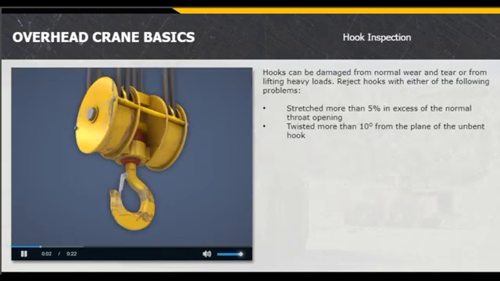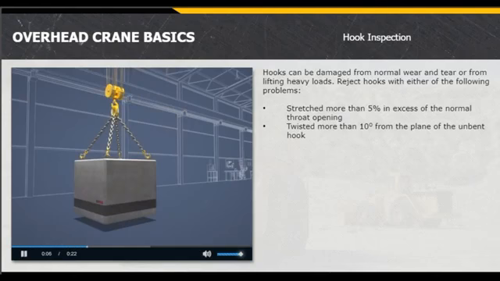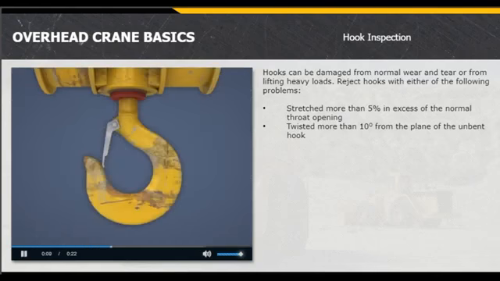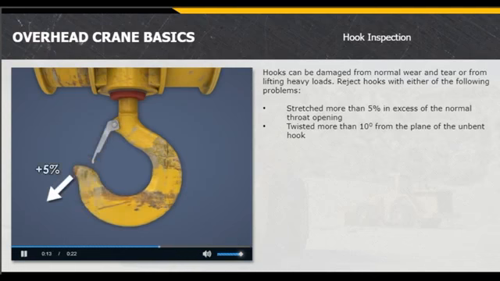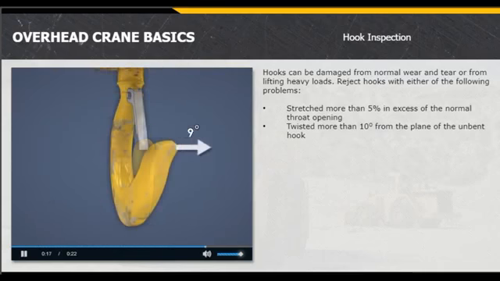Hooks can be damaged from normal wear and tear or from lifting heavy loads. Reject hooks with either of the following problems: stretched more than 5% in excess of the normal throat opening, or twisted more than 10 degrees from the plane of the unbent hook.